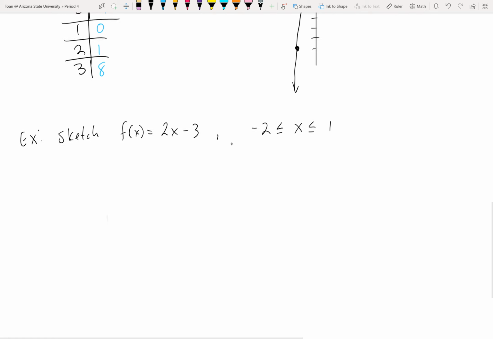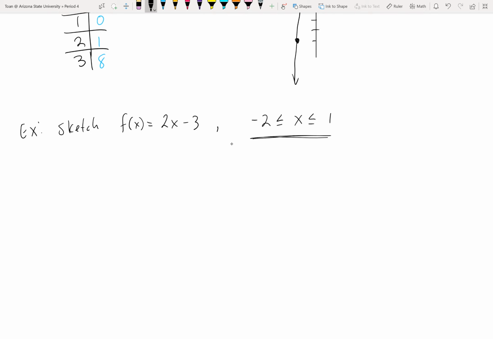Well, when you make your xy table, just only use x values within this interval. So if I were to make my xy table, I would do -2, -1, 0, and 1. But since this is a line, and I know lines only need 2 points, I'm not going to do the full-blown xy table. I'm just going to do -2 and 1. Because I know that once I have these 2 endpoints, since it's a line, you just connect the dots.